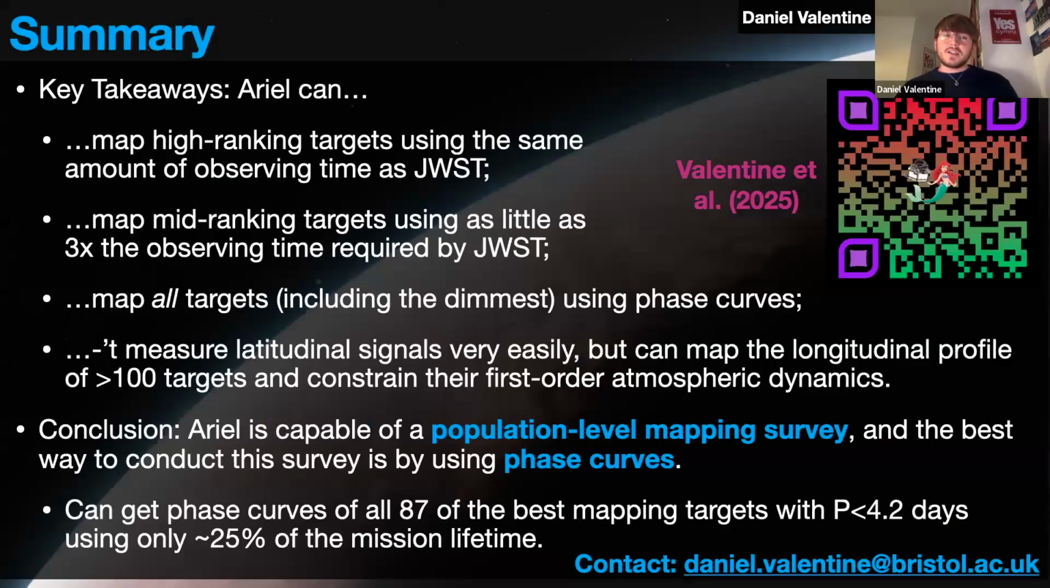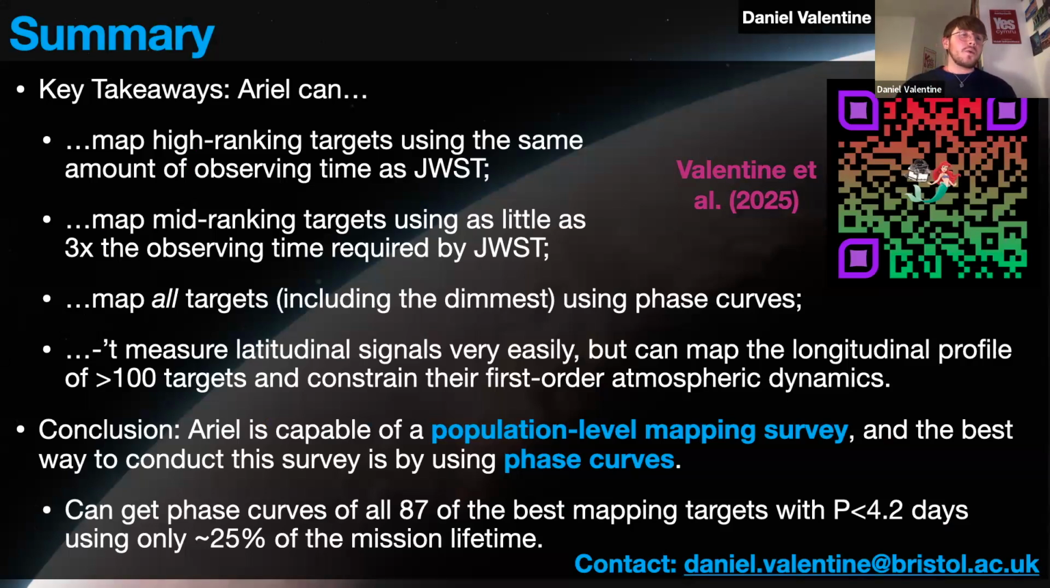So in summary, our key takeaways are that Ariel can map high-ranking targets using the same amount of observing time as JWST. It can map mid-ranking targets using as little as 3 times the observing time required by JWST, and it can in fact map all of our targets, including the dimmest, by using phase curves.